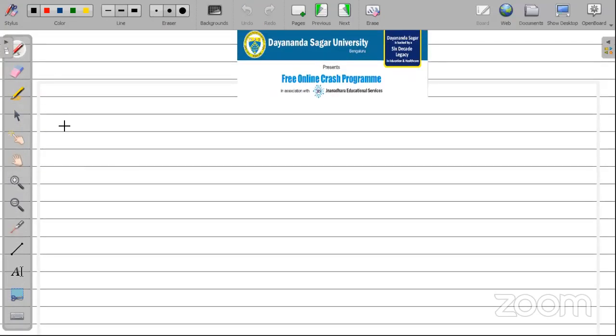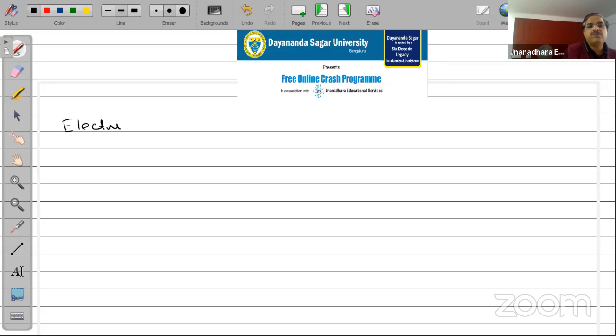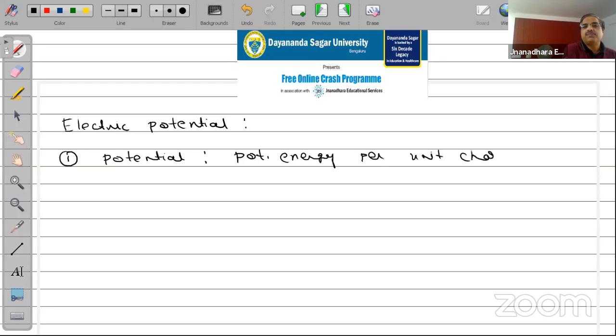Next part is the concept of electric potential. Someone in fact had a confusion about it, so it's good that we discuss this potential. It is defined as potential energy per unit charge. Okay, that is, V will be equal to U divided by Q naught.